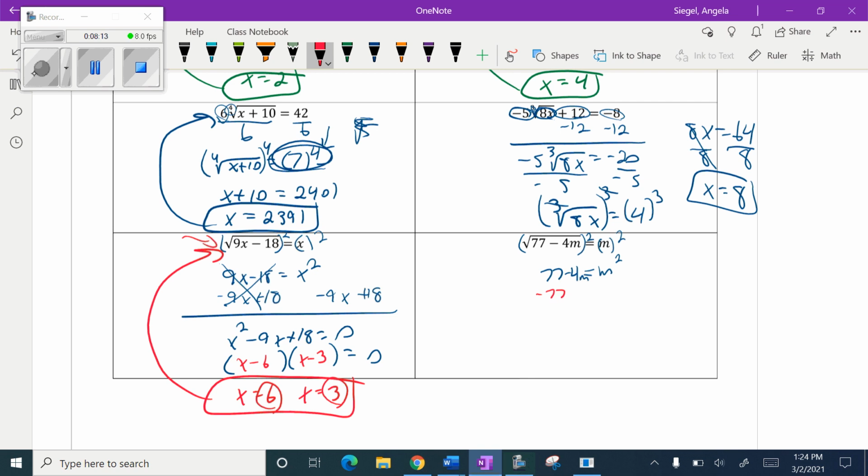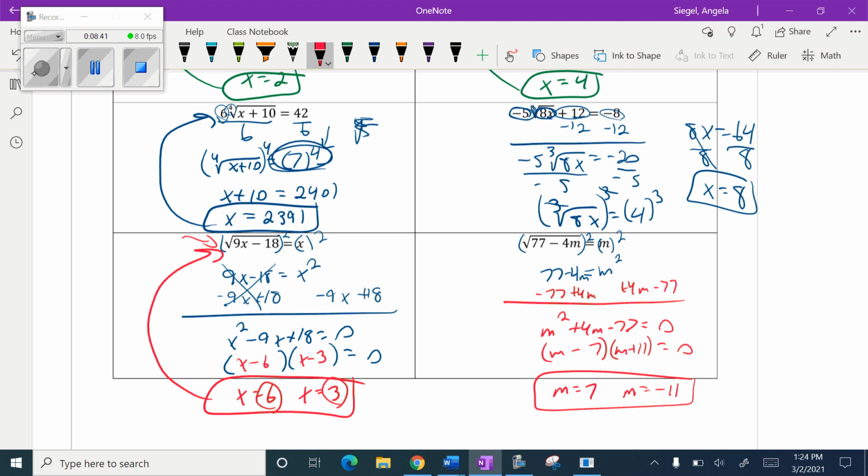So I'm going to subtract 77 and add 4m to both sides. Just cleaning it up over here. So I have m squared plus 4m minus 77 equals 0. And then let's go ahead and factor that again. So let's see, 7, 11, plus minus. So we have m equals 7, m equals -11. So again, go ahead and check those and see if they make the equation true.